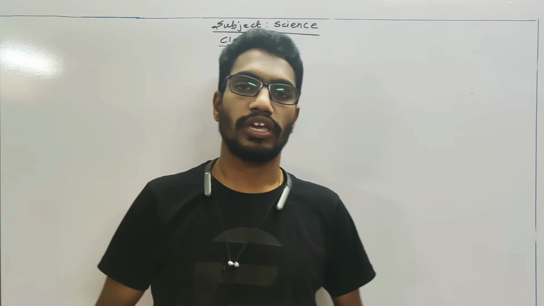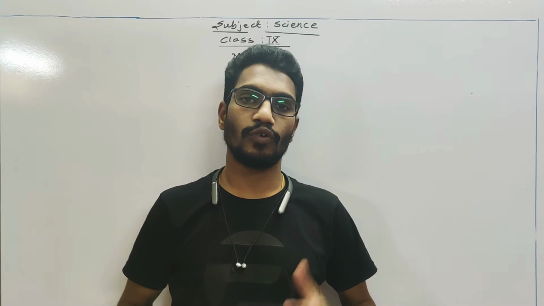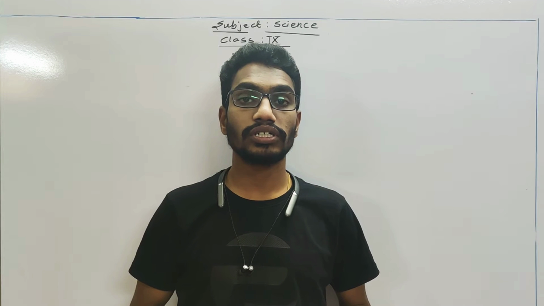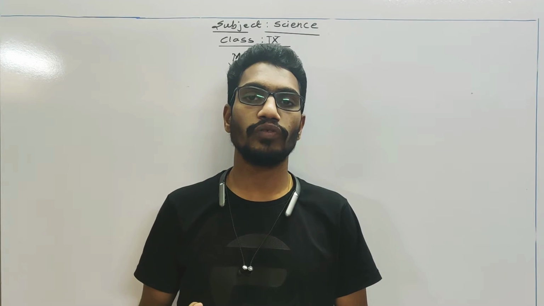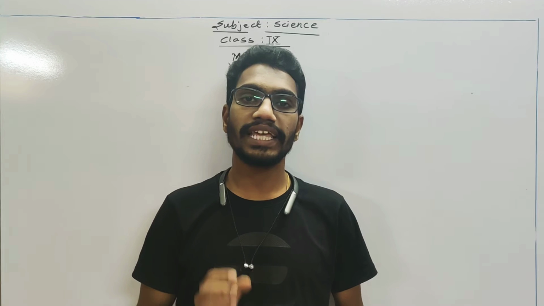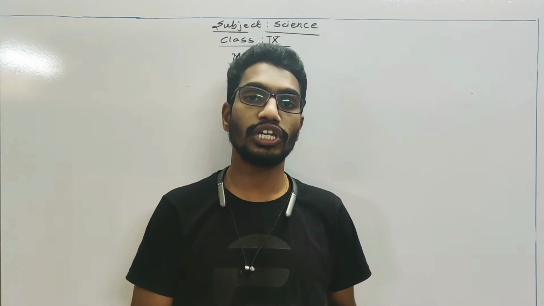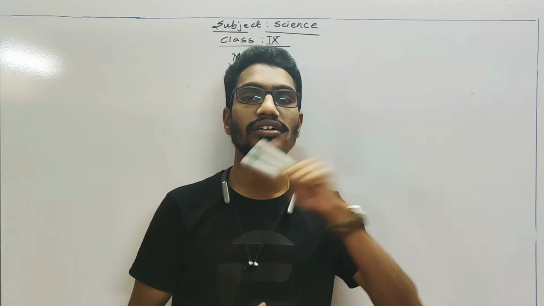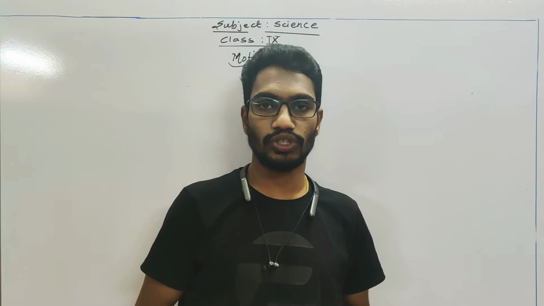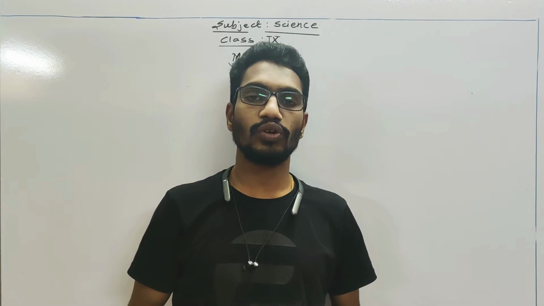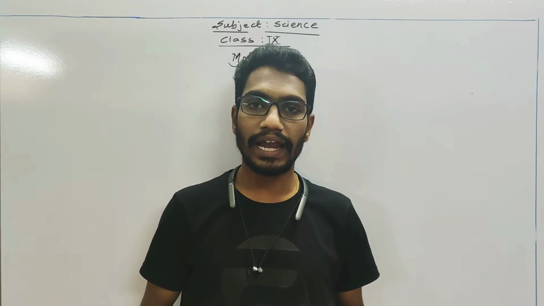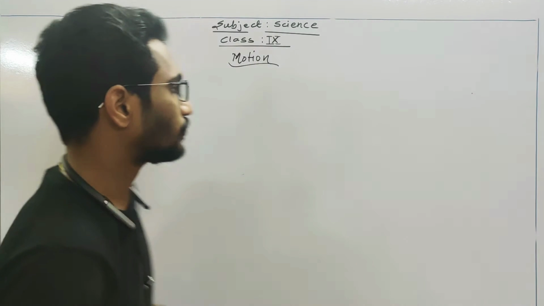Hello everyone. So this is the next video for the chapter Motion. In the last video we learned about uniform motion and non-uniform motion, and also the nature of the distance-time graph for uniform and non-uniform motion. It is a straight line for uniform motion and a curve for non-uniform motion. Now in this topic we are going to learn about the next two quantities, that is speed and velocity. Okay, so let's start.